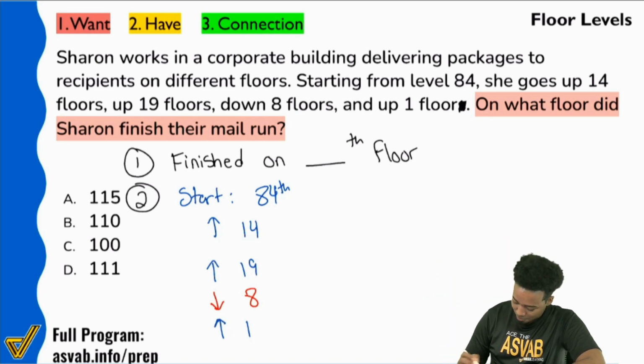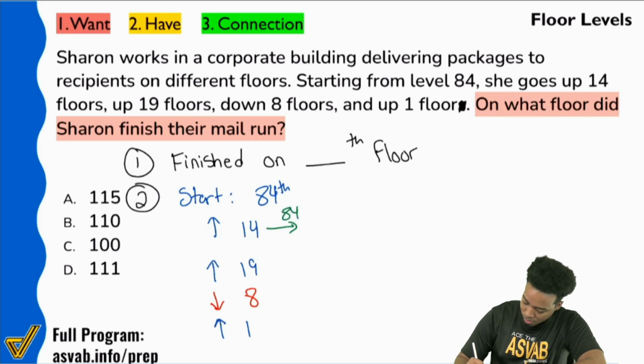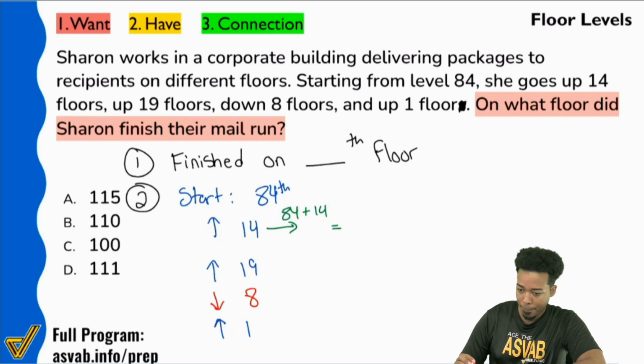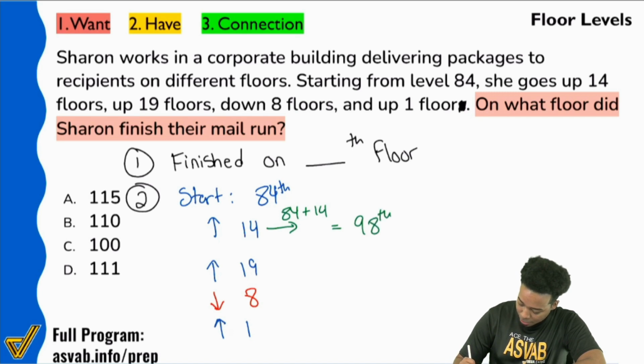So here we go. I'm going to use green here. So everybody starting from the 84th floor. If you go up 14, where do we end up? 84 plus 14. Thank you for the quick math there, my party people. That is 98. 98th floor. Then going up 19.